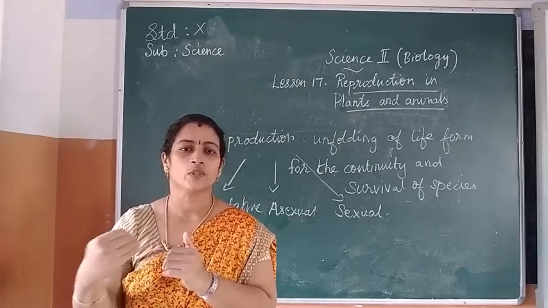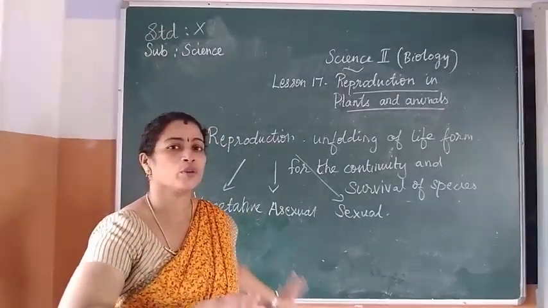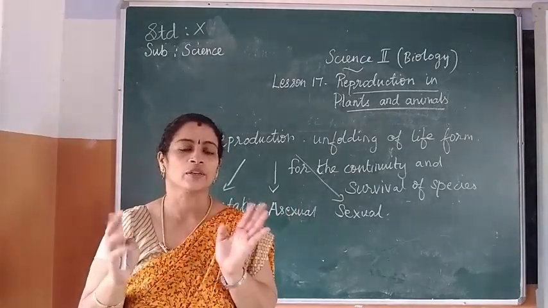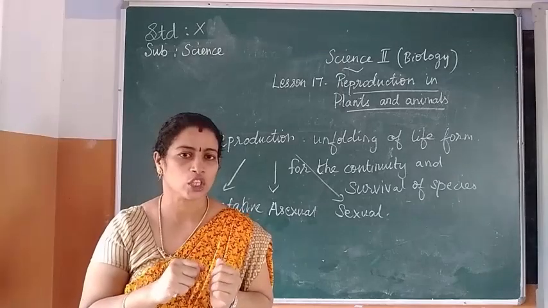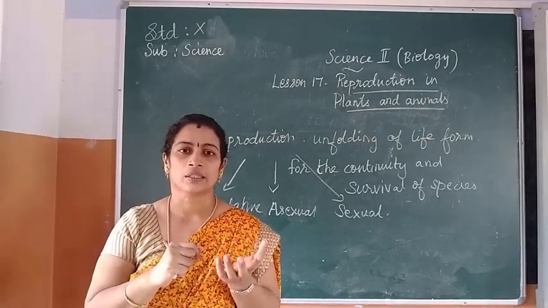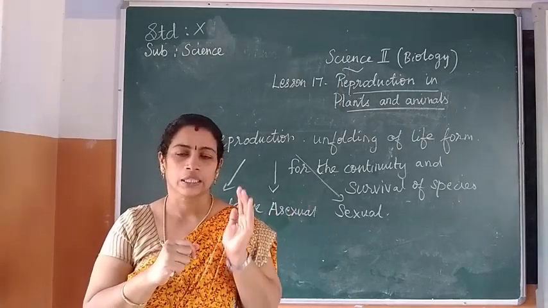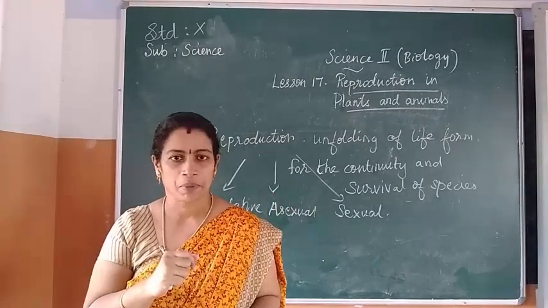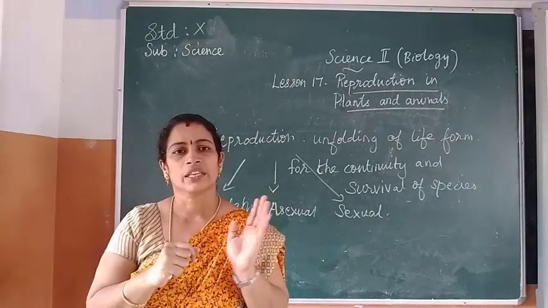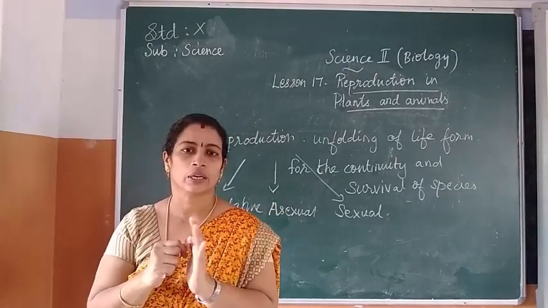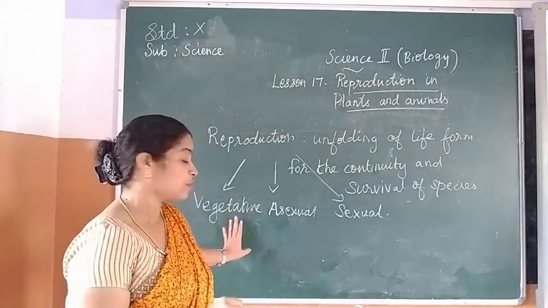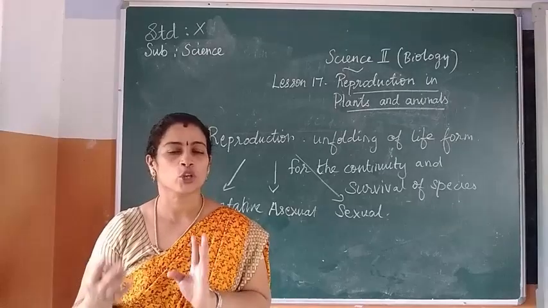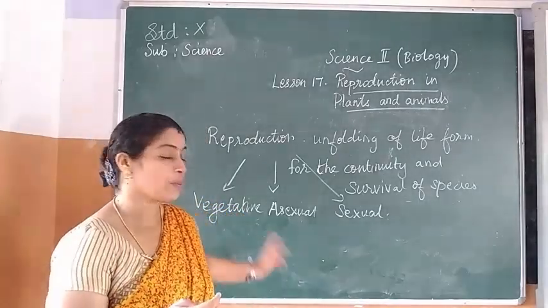So all the individuals produced by vegetative reproduction will have the same character as the parent. Only one parent is involved in vegetative reproduction, and the character shown by the individual will be the same as that of the parent. There will not be any difference in these organisms; the organisms produced by the vegetative method do not show any variation.